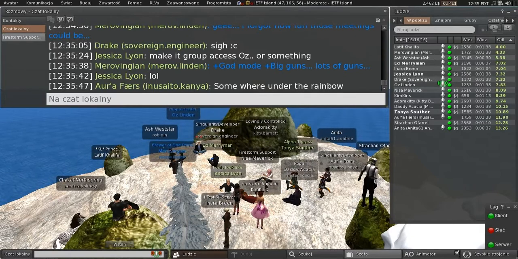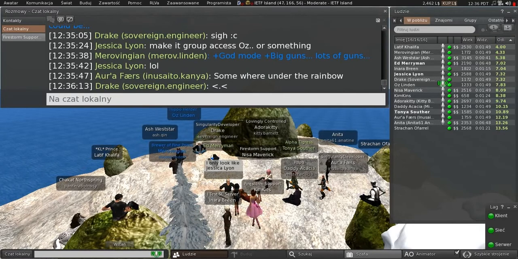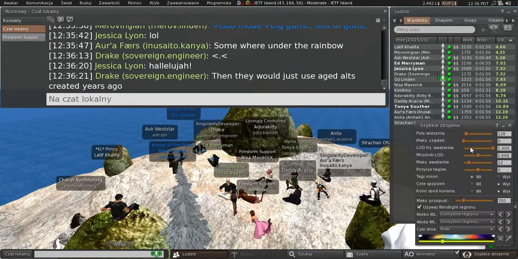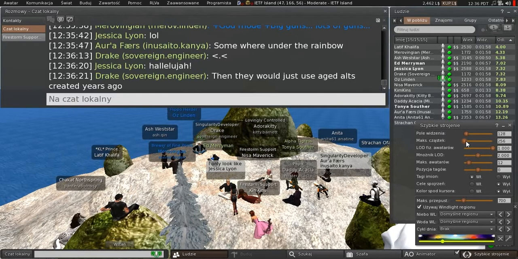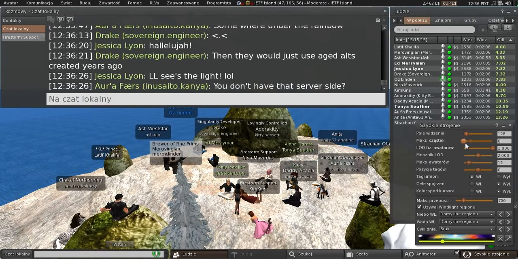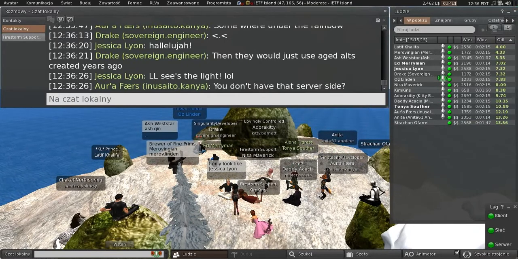Appreciate the value of the suggestion that we make it possible to limit parcel or region access to accounts over some N days old. But of course, as a viewer developer, I can't do a thing about that. Hey, you can go talk to Blake. He's good at that kind of thing.